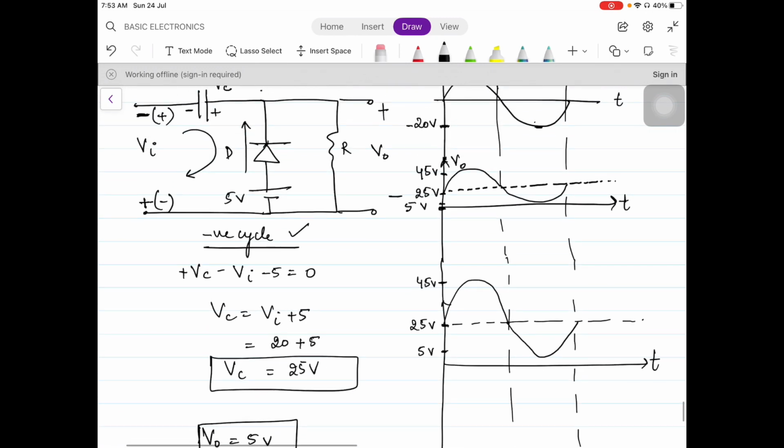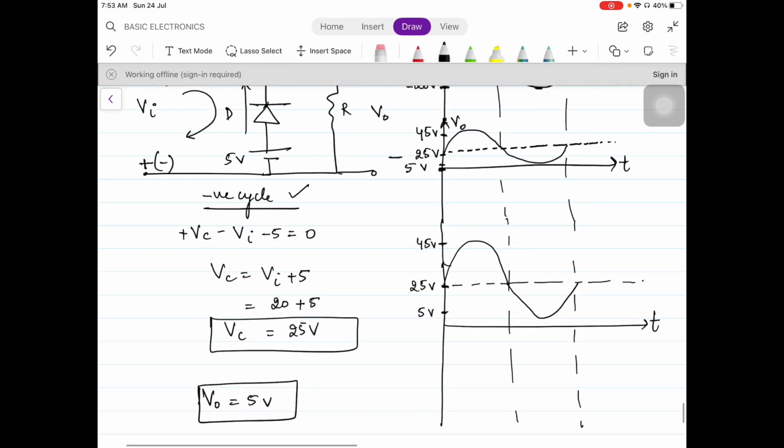Shape is going to remain the same. So this is how we solve the clamper. Clampers are very easy to solve once you listen to the video and the steps carefully. Pay attention to the method. Don't pay attention to the circuit. Pay attention to the method and clarify your concepts. So I hope that I am able to convey the concept of clampers in a proper way.